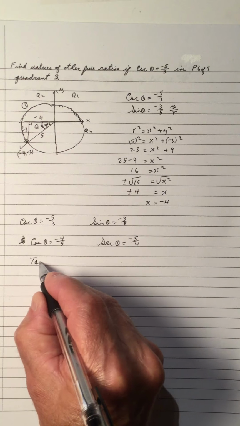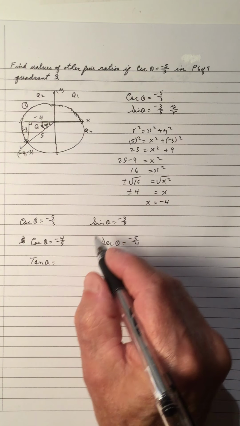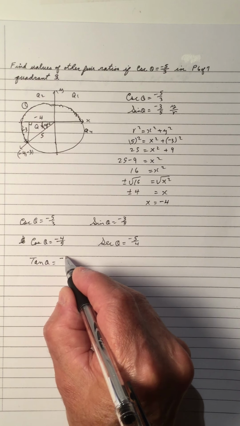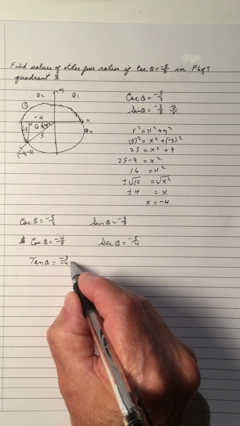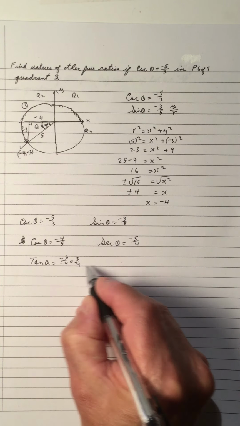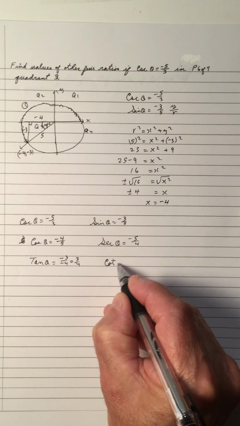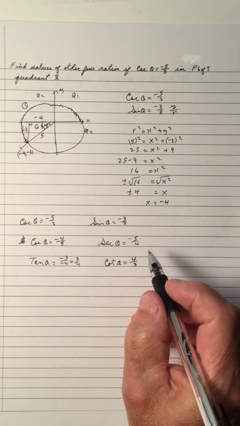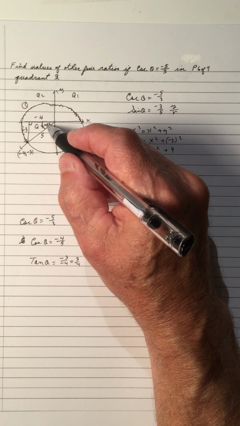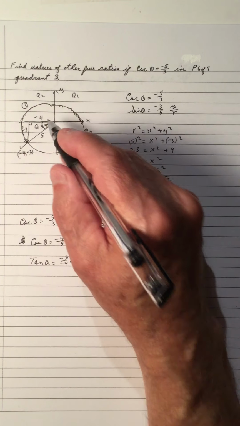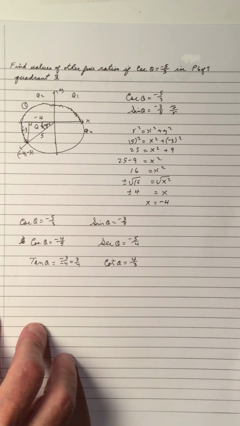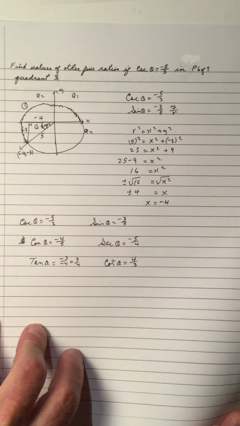And we have to do tan. The tan is the y over the x. So tan is negative 3 over negative 4, which is 3/4. So cot is the reciprocal of 3/4, which is 4 over 3. And again, tan is the opposite over the adjacent, or the y over the x. And we've worked the reciprocal ratios.